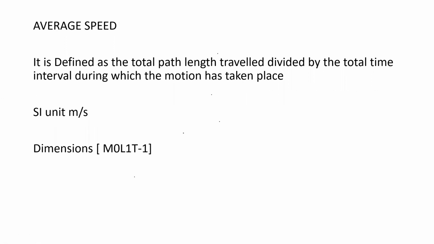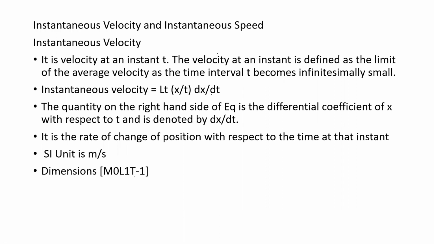So average speed, I told you already, it is defined as the total path length traveled divided by the total time interval during which the motion has taken place. It's called average speed. The unit is meter per second, and the dimensional formula is M^0 L^1 T^-1.